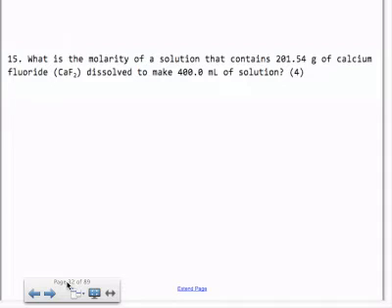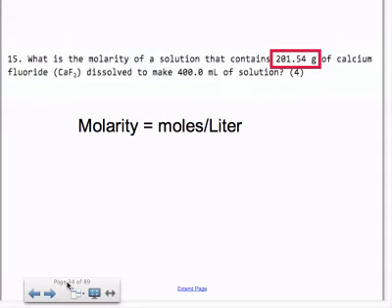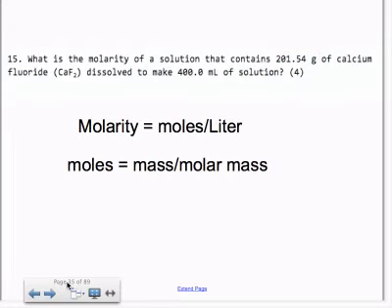What is the molarity of a solution that contains 201.54 grams of calcium fluoride dissolved in 400 milliliters of solution? Well, we need to remember that molarity is the number of moles per liter. So first, since we don't have moles, we have to get the number of moles by converting from grams to moles. Right? The mass we're given, the grams, divided by the molar mass of the compound.